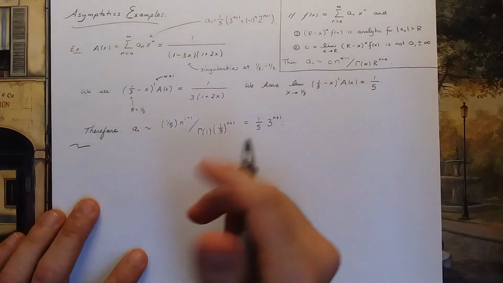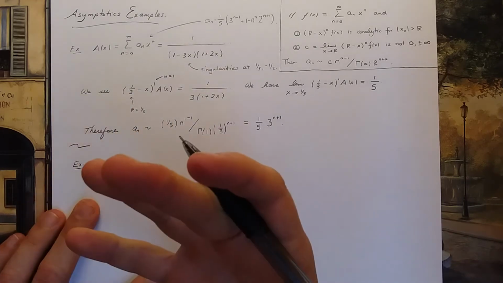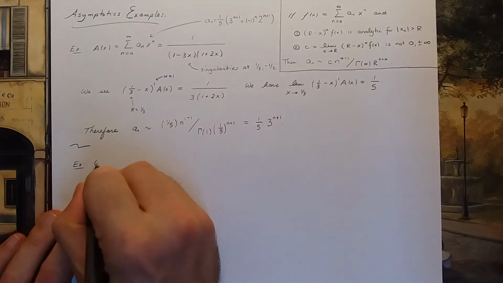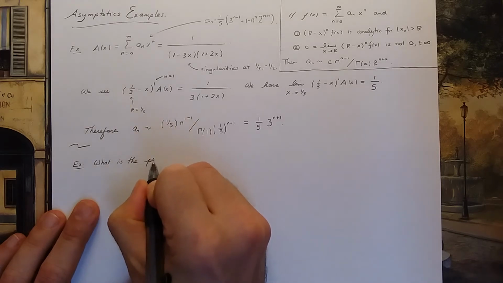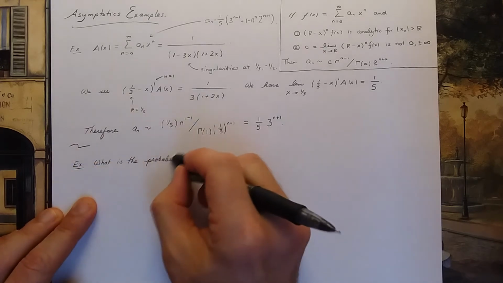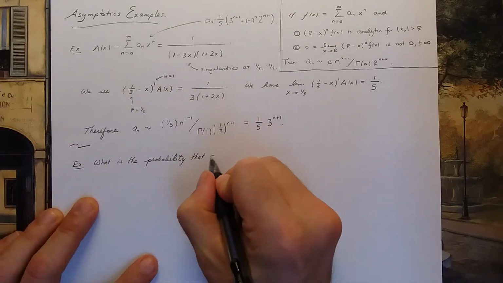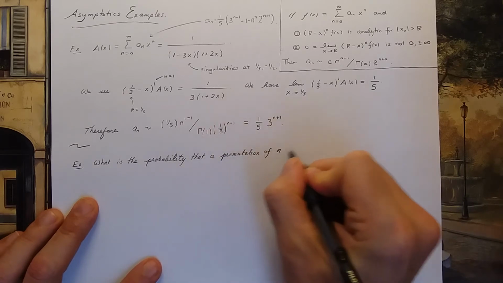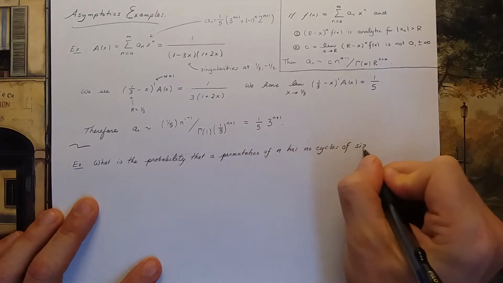Okay, let's do another example in this video. How about this? Let's combine our ability to find generating functions using the exponential formula together with the asymptotics examples. So here's a question. What is the probability that a permutation of n has no cycles of size 1?